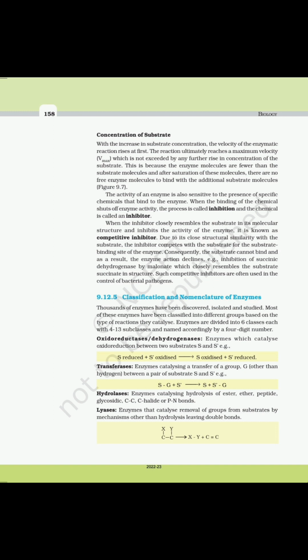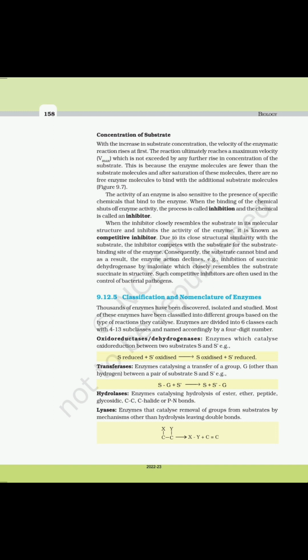Figure 9.7. The activity of an enzyme is also sensitive to the presence of specific chemicals that bind to the enzyme. When the binding of the chemical shuts off enzyme activity, the process is called inhibition and the chemical is called an inhibitor.